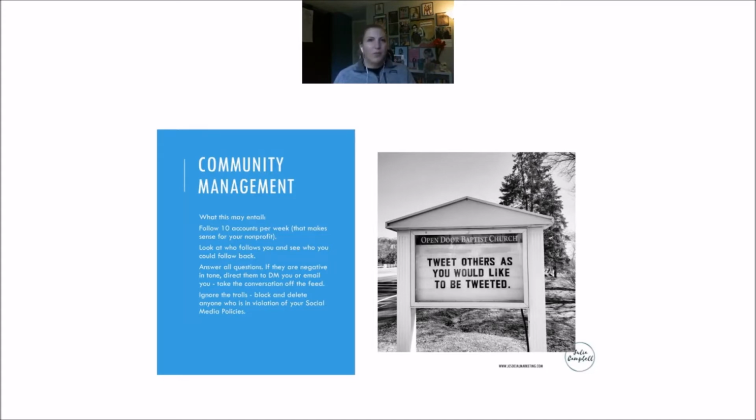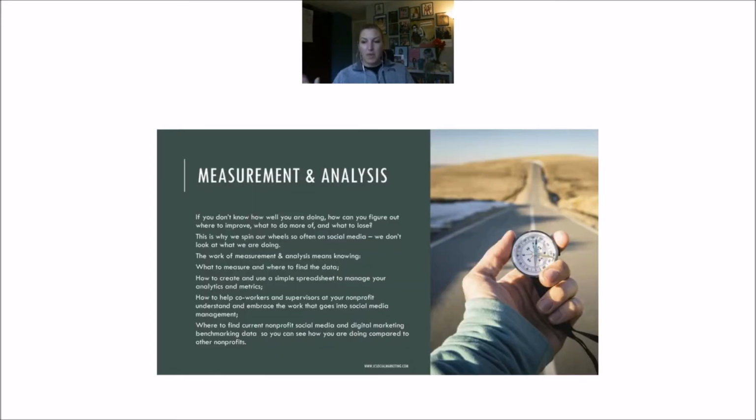can email you. This is not relevant for the majority of nonprofits that I deal with, unless you are working in a very provocative issue area. But don't feed the trolls. But there are people that really have legitimate concerns, and you want to make sure that you are addressing those concerns. The fourth pillar, measurement and analysis.